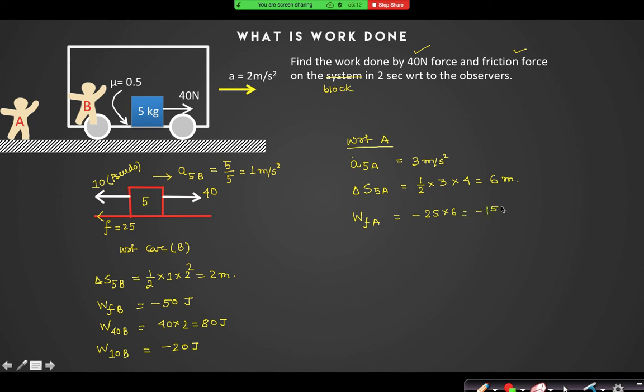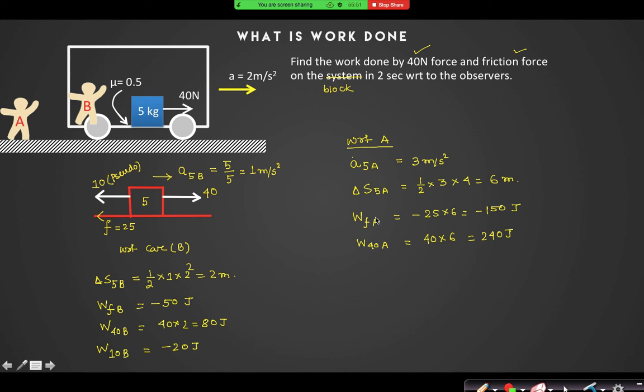Minus 150 joules. And what is work done by the 40 Newton force with respect to A? How much is it? 240. So 40 into 6. It is 240 joules. What is work done by the 10 Newton force with respect to A? 10 Newton force is not there. Yes. You cannot find work done by the 10 pseudo force because pseudo force is not there with respect to A.